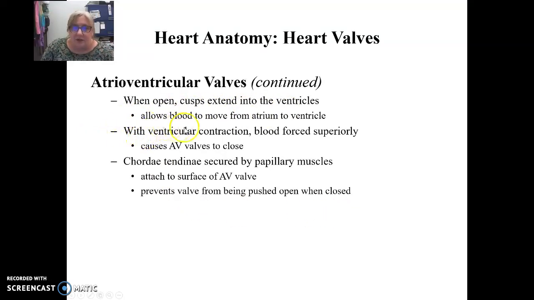Atrioventricular valves control blood moving from the atrium to the ventricles. When the ventricles contract, the AV valves close, because the ventricles push pressure up and the AV valves close up. Then when the ventricles relax, the AV valves will eventually open back up again and blood can pool down. The chordae tendineae help to maintain the valves so that they don't invert and open up to the atrium. They hold them in place so they stay closed and don't just push up.